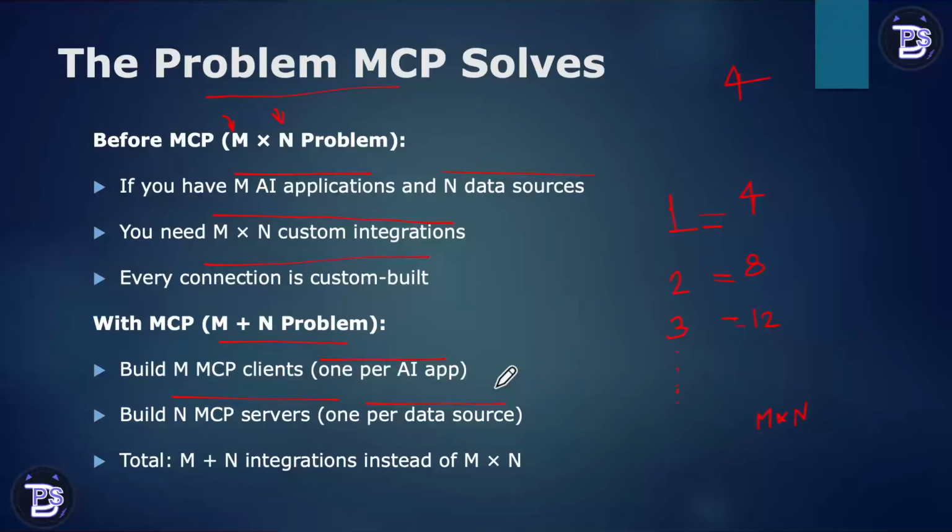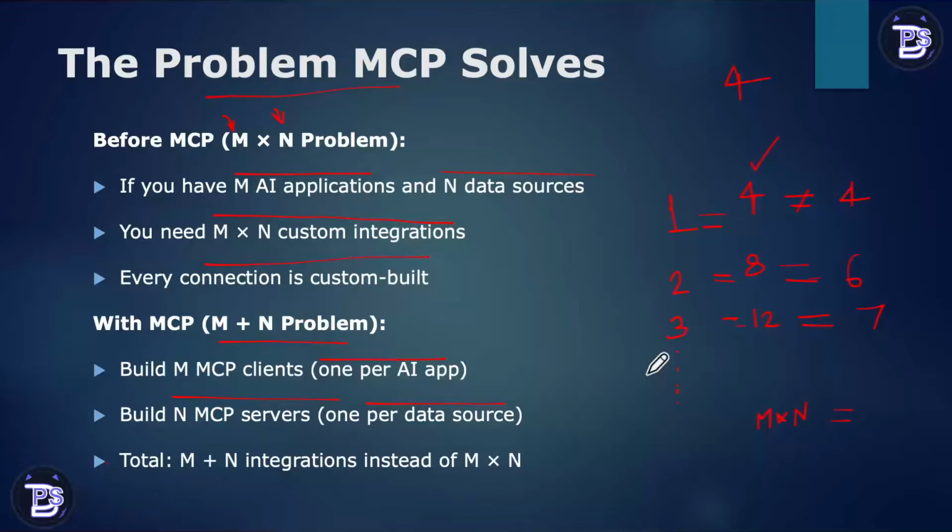So basically what is happening now, you have one AI application and four integrations, you are going to create four. If you have two AI applications, instead of multiplying, it is going to be 1 plus 4 is 4... here it's going to be 6, because 2 plus 4 is 6, and here it's 4 plus 3 is 7. Similarly, instead of m into n, it is going to be m plus n. That is how your MCP server, the MCP protocol, is going to help.